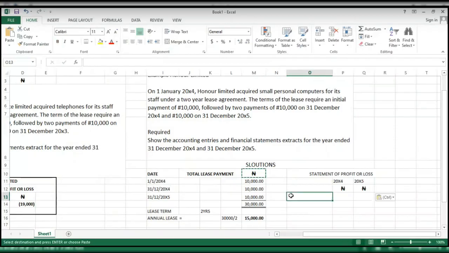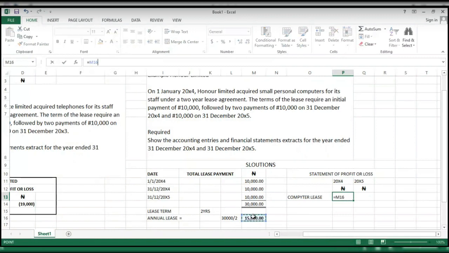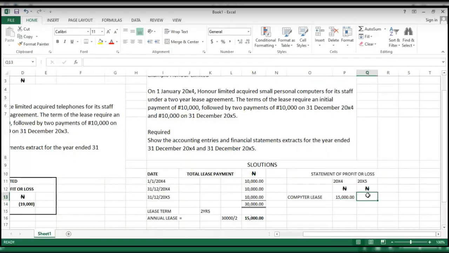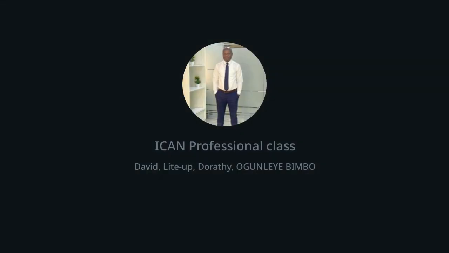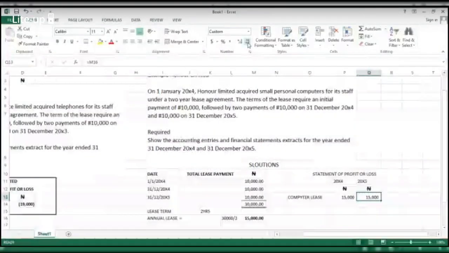20x4. So we say it can be lease payment, it can be computer lease, and that is going to be what for each year, 15,000 naira. Now, there's an effect of this on the balance sheet because the entire money paid in 20x4 is more than 15,000.